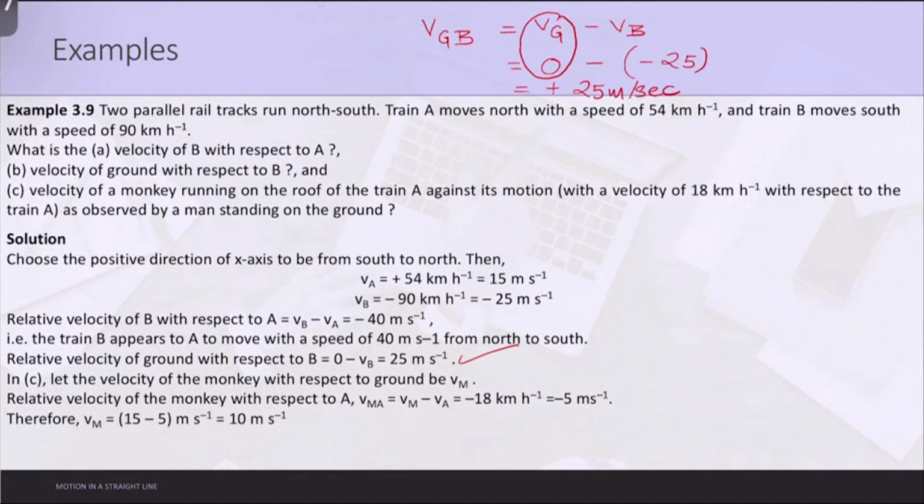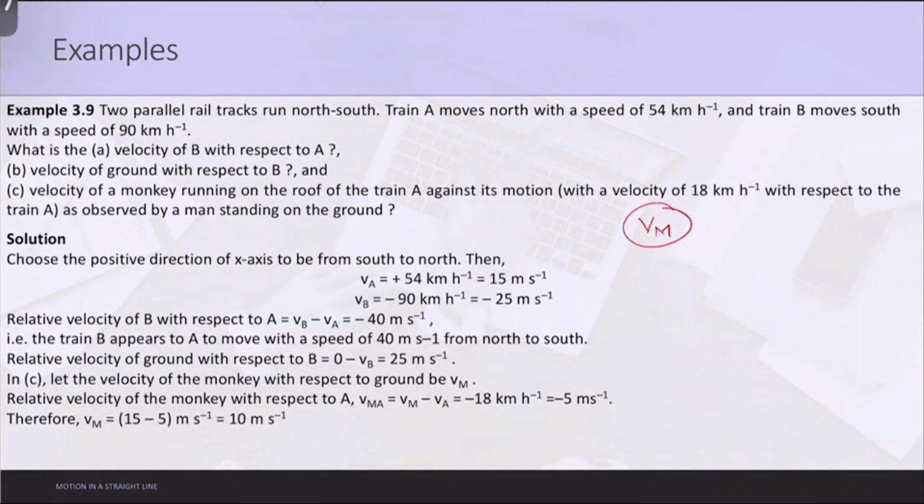Fine. The next question says: what is the velocity of a monkey running on the roof of train A against its motion with a velocity of 18 kilometers per hour with respect to train A, as observed by a man standing on the ground? Okay, so let us try to understand this question. What are they trying to ask? They are trying to ask the velocity of the monkey running on the roof of train A against its motion. So you just need to calculate the velocity of the monkey.